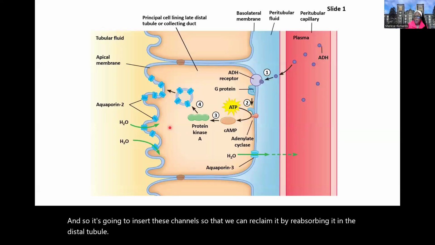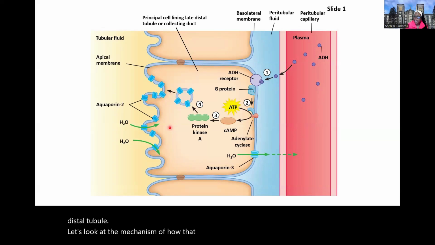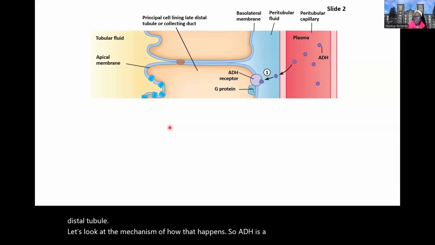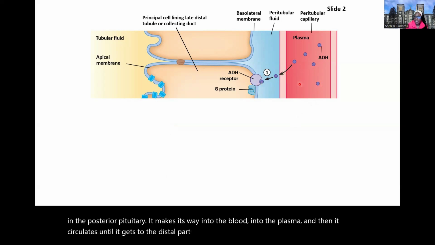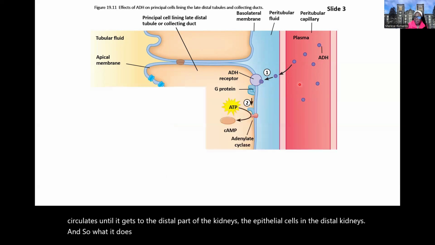Let's look at the mechanism of how that happens. So ADH is a hormone. It actually is secreted in the posterior pituitary. It makes its way into the blood, into the plasma, and then it circulates until it gets to the distal part of the kidneys, the epithelial cells in the distal kidneys. And so what it does is it binds to receptors here. There are specific ADH receptors on the basolateral surface of these epithelial cells.